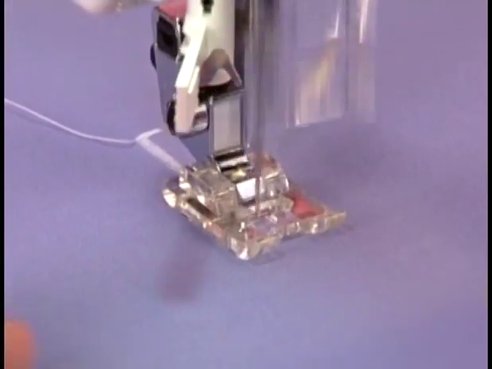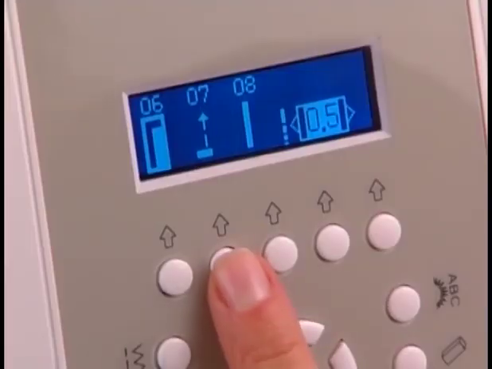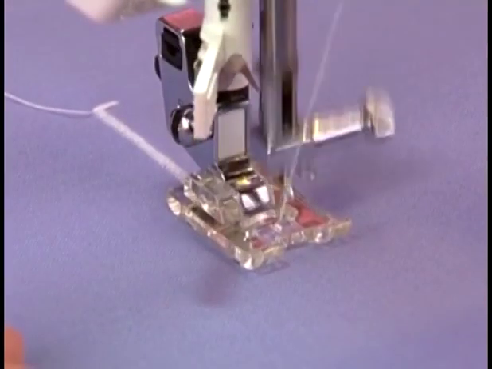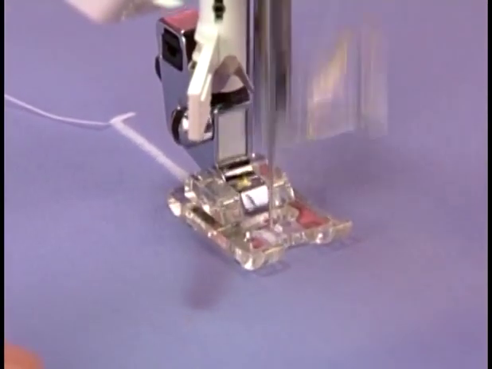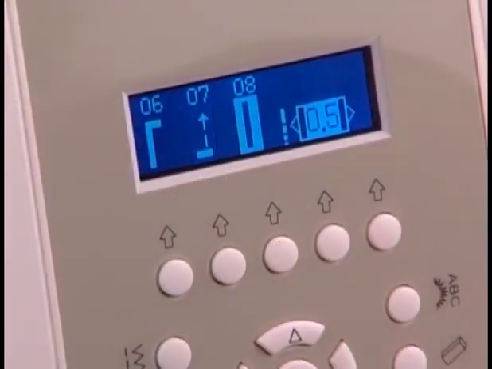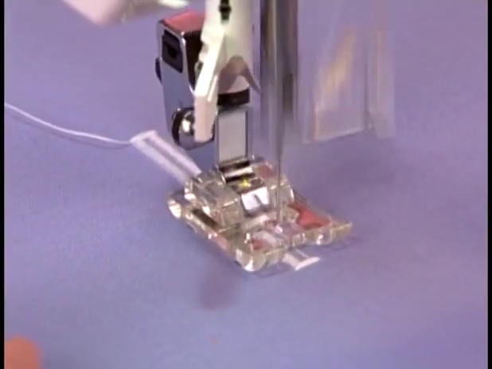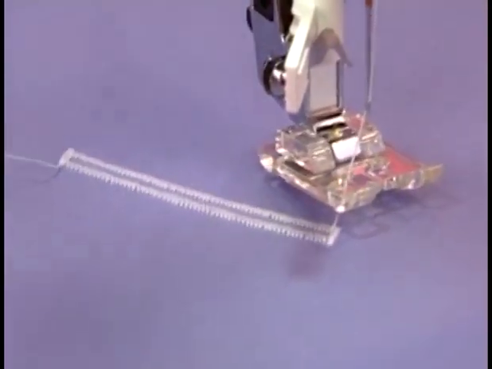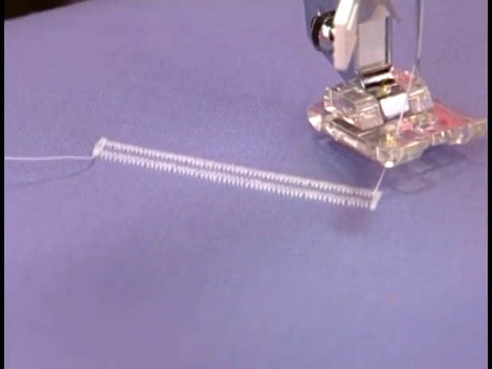Some machines offer a manual buttonhole feature, which means that buttonholes can be sewn in any length. The size of the buttonhole is not limited by the size of a buttonhole foot. Instead, a satin foot is used to sew the length you want.